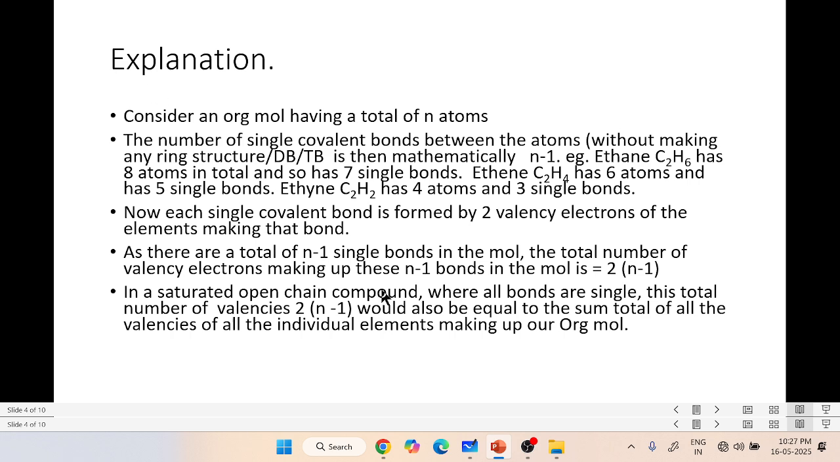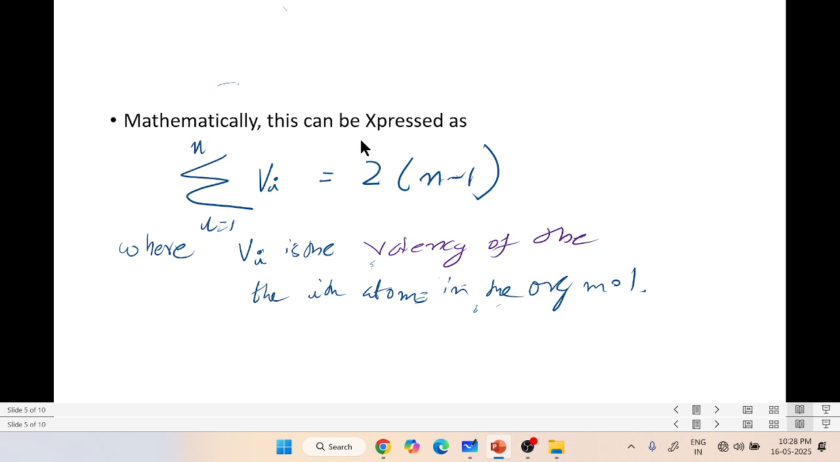In a saturated open chain compound where all the bonds are single, this total number of valencies, 2 into n minus 1, will also be equal to the sum of the individual valencies of the elements making up that organic molecule. So let me mathematically put this to you. Mathematically, this can be expressed as the summation of Vi from i equals 1 to n is equal to 2 into n minus 1. So for an organic molecule containing n atoms, the summation of the valences of each of those elements is equal to 2 into n minus 1.